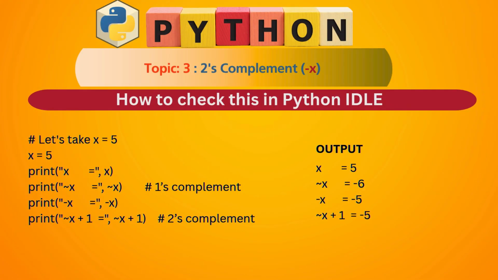Now we will see how to check in Python practically. We have to declare the variable x equal to 5. Then using the print command, you can print x, which is 5. If you want to print the one's complement, print tilde x should be written, then tilde x equals minus 6 will come. Then tilde x plus 1, the two's complement, also will come.